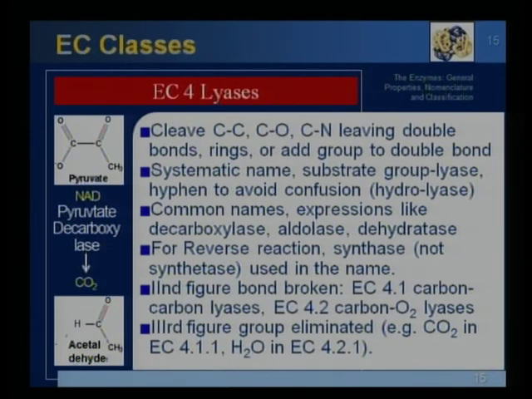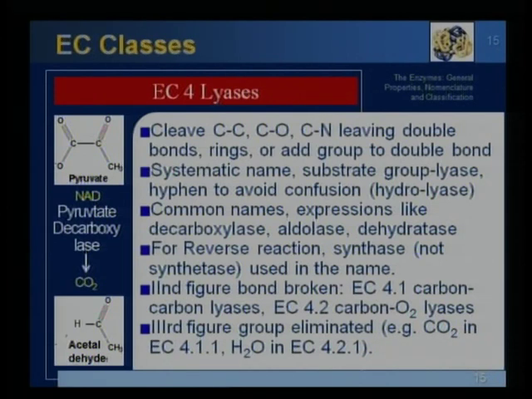or maybe they leave behind a ring, or maybe they add a group to a place where the double bond exists. So, in one way or the other, a double bond is involved in the reaction catalyzed by these enzymes. A systematic name given to this class of enzyme is substrate-group lyase, beginning with the name of substrate, and then that is followed by name of the group, and finally the term lyase. Now, a hyphen is always needed to separate the term group and lyase.